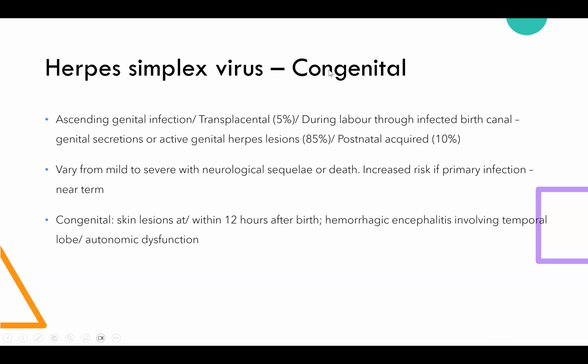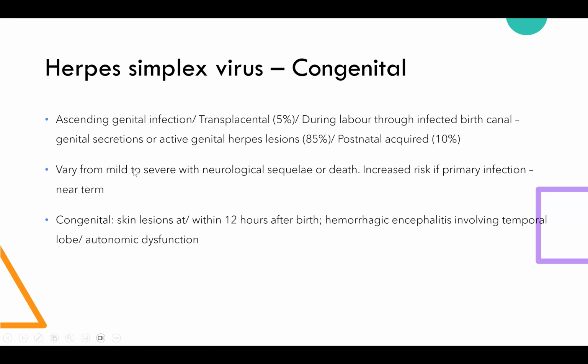Herpes simplex virus. It can be due to congenital or neonatal infection. Congenital can be acquired in utero, so it can be an ascending genital infection or transplacental spread. But this contributes to only 5% of herpes simplex virus infections. 85% of herpes simplex infections are acquired during delivery through the infected birth canal, and 10% of herpes simplex virus infections are acquired postnatally, and present as neonatal herpes simplex virus. The clinical presentation of congenital and neonatal are almost similar and overlap.